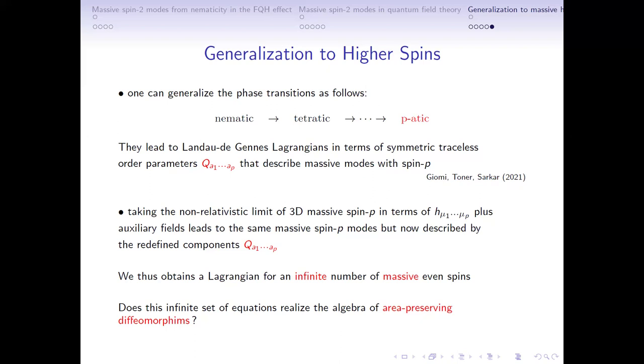But somehow I would believe that if you take all these spins together, then they should form a representation of these area preserving diffeomorphisms. It's one thing to say it, another one to explicitly show how to do it. And that is not yet in my capacity. So I really think that it should work, but we have to think more about it.